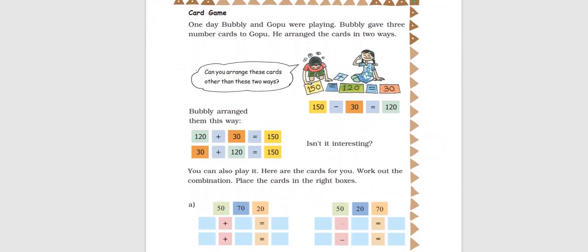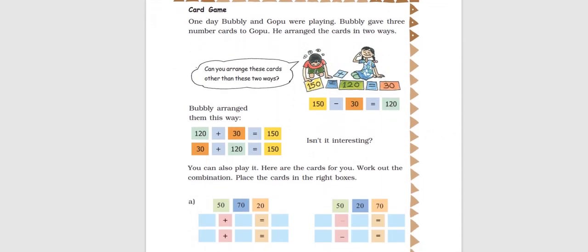Okay. There's a card game. One day, Bubbly and Gopu were playing. Bubbly gave 3 number cards to Gopu. He arranged the cards in 2 ways.